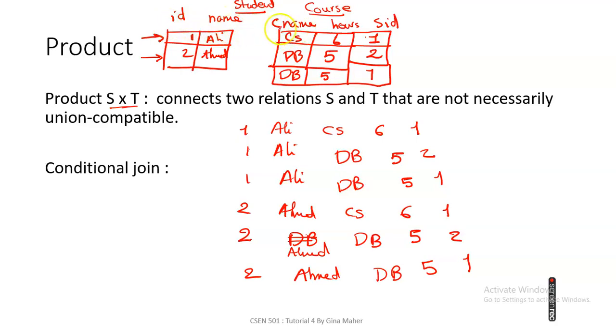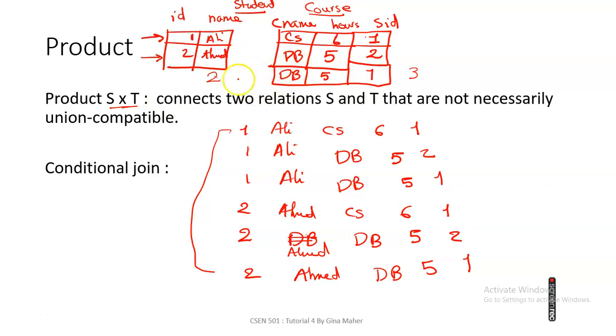So the output of the product will have 5 attributes, which is the sum of the attributes here plus the attributes here, and the number of the rows here times the number of the rows here. So here it's 2, here it's 3, so the output will have 6 tuples or 6 rows. Okay, in product the two relations are not necessarily to be union compatible. As we see here, they are not union compatible. However, a product can be done.